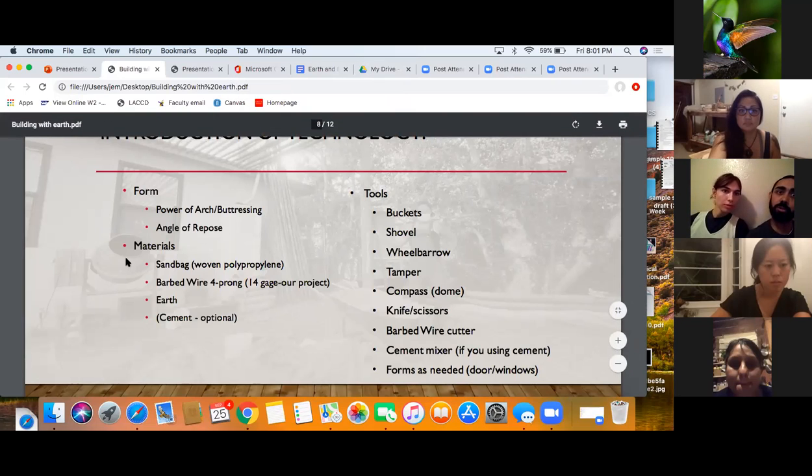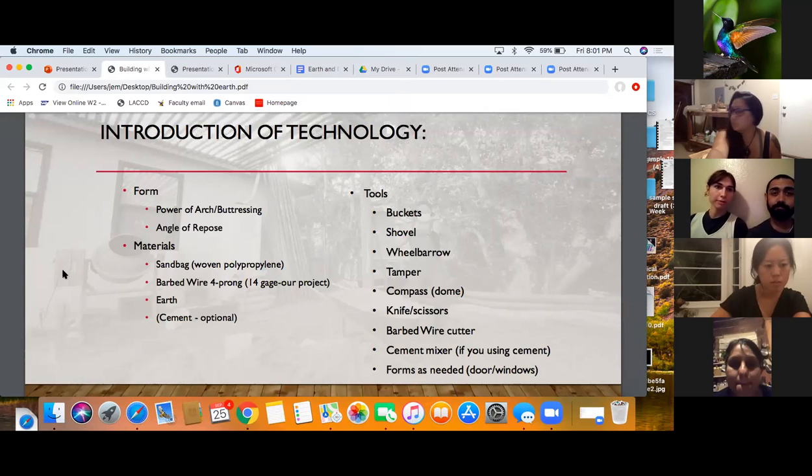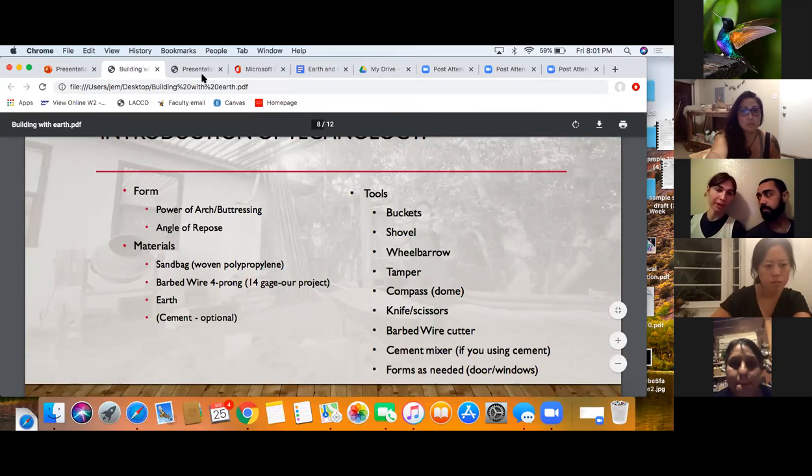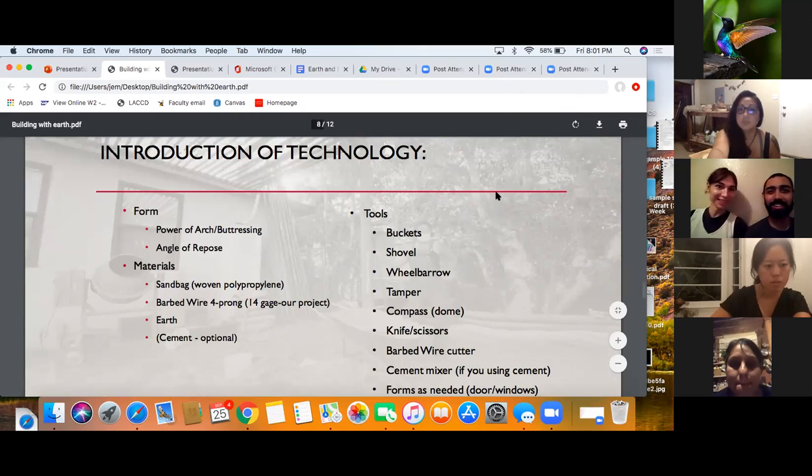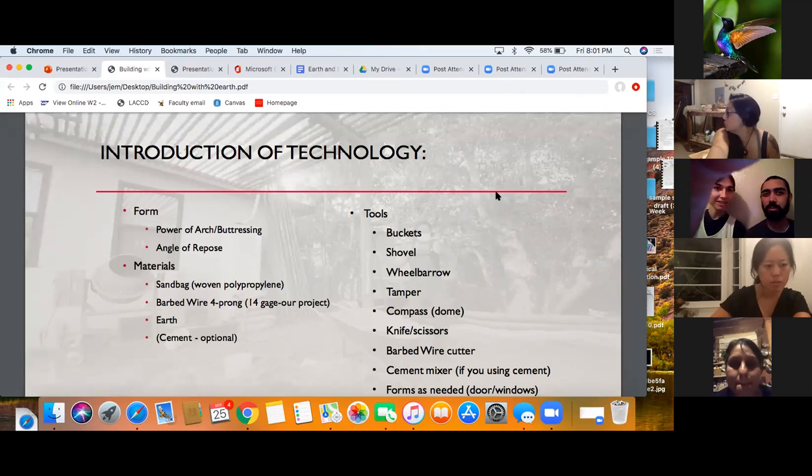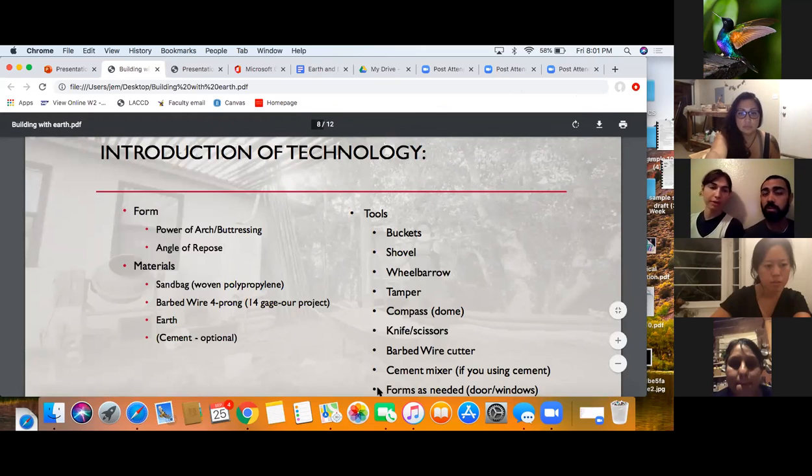Talk about the tools a little bit. Tools are pretty generic. You have buckets, shovels, a wheelbarrow, a tamper, which is essentially just a large metal plate with a rod sticking out of it, and that's just to compress the earth. So every layer you're going to compress the earth before you add another one. You have a compass, which goes into dome building, which I think you would be better at explaining. So you wouldn't need a compass if you're using this technology just to build a wall or a planter bed or steps. Something more simple.